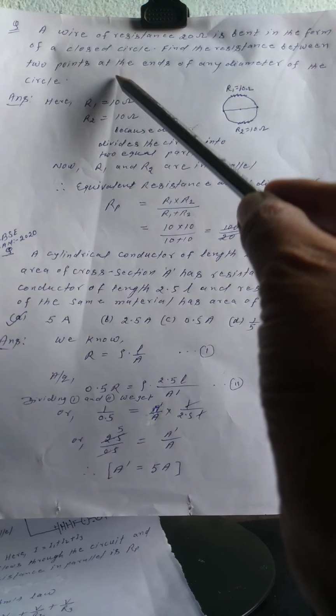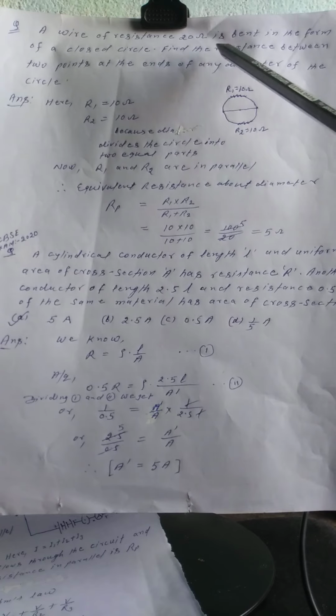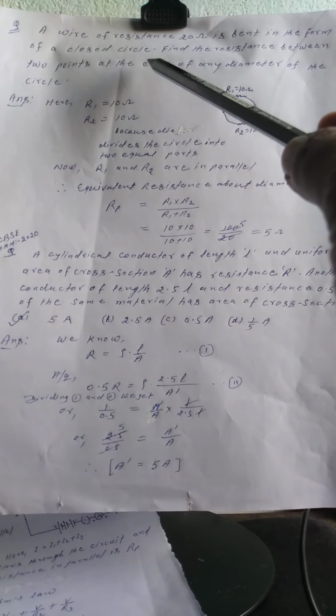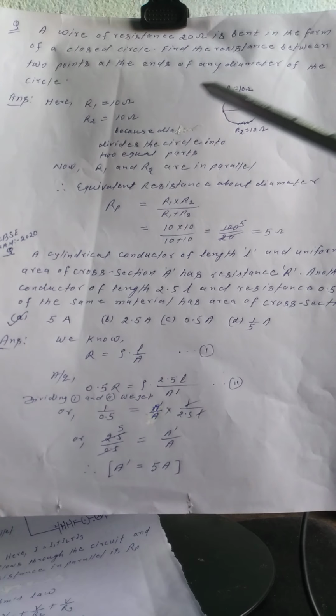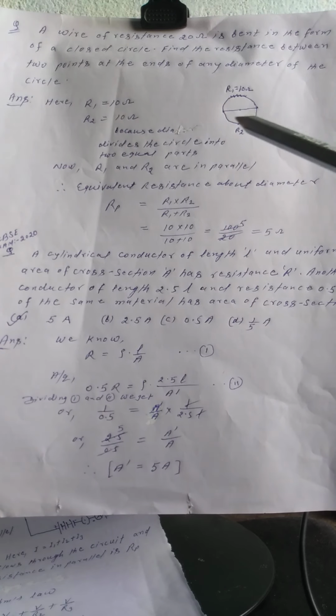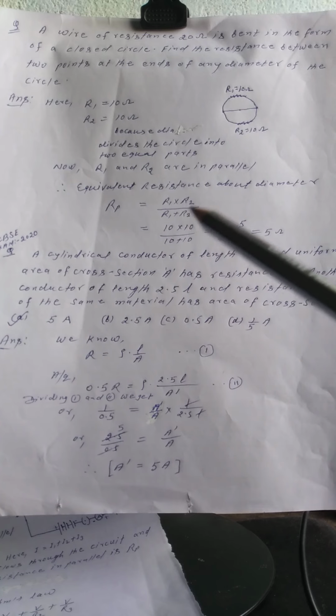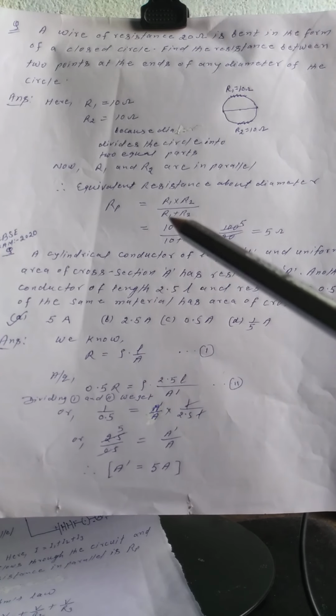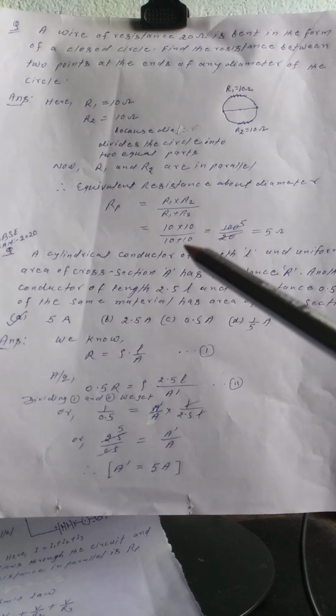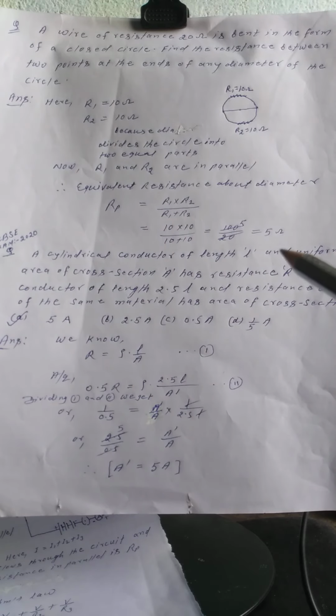Now, one question related to resistance. A wire of resistance 20 ohm is bent in the form of a circle. Find the equivalent resistance about its diameter. We know that the diameter divides a circle into two equal parts. So R1 is 10 ohm and R2 is 10 ohm. These R1 and R2 are parallel to each other because they have the same potential difference. So the equivalent resistance about the diameter is R1 into R2 by R1 plus R2. We can write 10 into 10 by 10 plus 10. Now 100 by 20 is equal to 5 ohm.